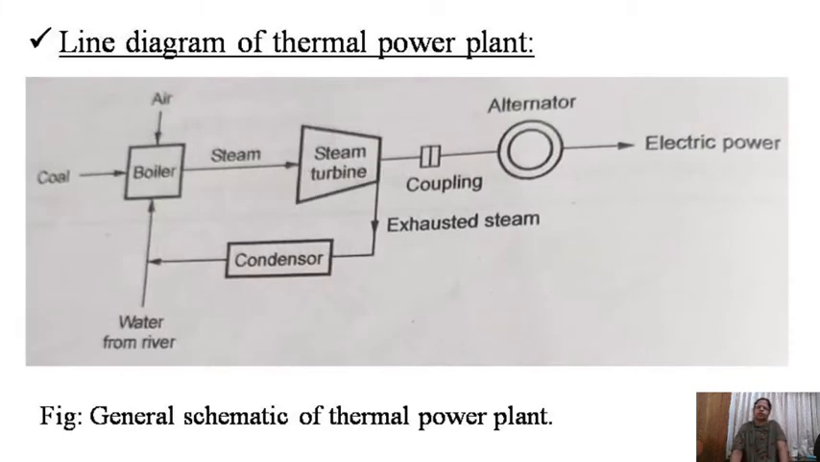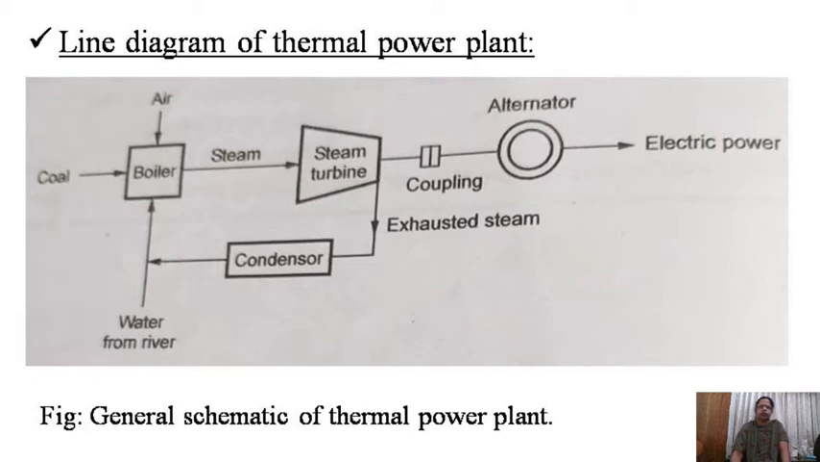First, let us consider the line diagram of a thermal power plant, which consists of the boiler, steam turbine, alternator, and the condenser. The line diagram of the thermal power plant consists of the boiler, steam turbine, alternator, and the condenser.